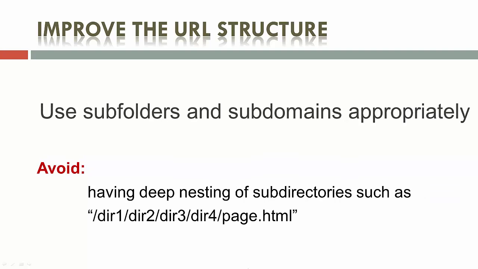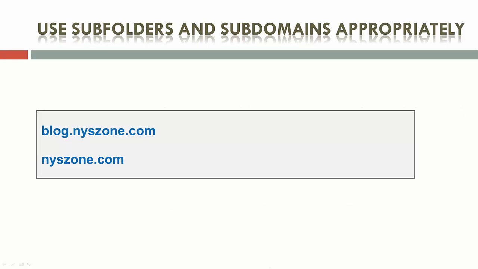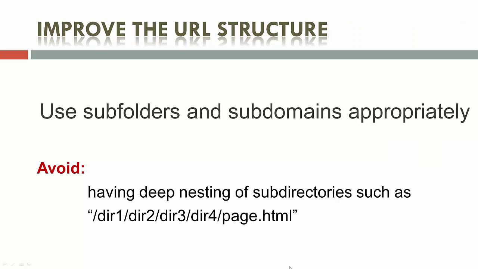Use subfolders and subdomains appropriately. Subdomains are seen by Google as separate domains. In other words, for example, blog.nyzone.com and nyzone.com are considered as different websites when it comes to search engine authority. It is a good idea to organize your content using subdirectories on each of your subdomains. Avoid having deep nesting of subdirectories.